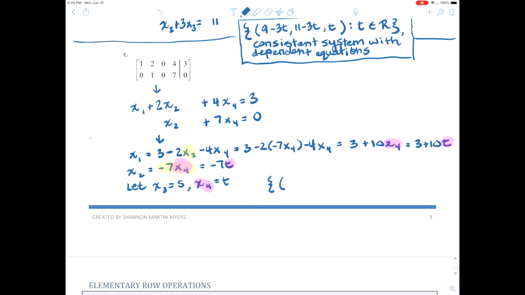So this time we'll have an ordered 4-tuple, and this will be x1 ended up being 3 plus 10t, x2 is negative 7t, x3 is s, and x4 is t. So how do we describe s and t? Beautiful. S and t are elements of the real numbers. Cool, cool? All right.